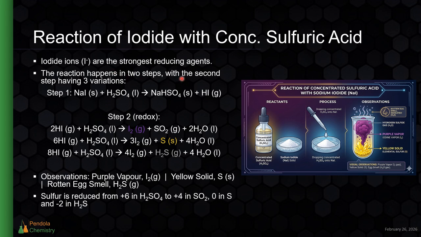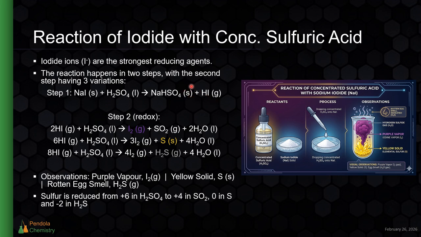The reaction is going to happen in two steps, just like with bromide, but that second step has 3 different variations. So step 1 is the same. Step 1 is the sodium iodide or potassium iodide, depending on what you're reacting with the sulfuric acid, which is being dropped onto it, and creating the sodium bisulfate and hydrogen iodide gas.